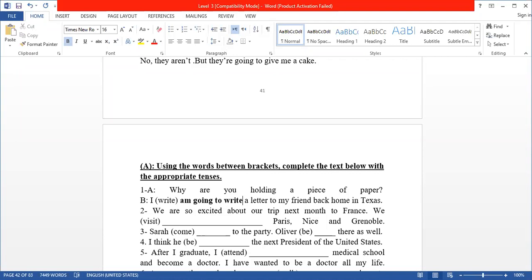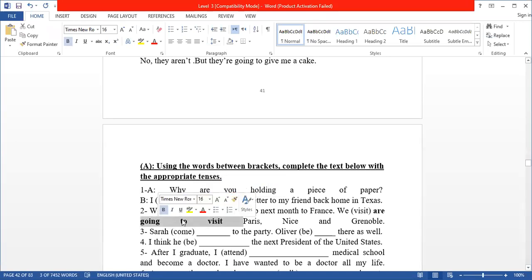We are so excited about our trip next month to France. We visit Paris, Nice, and Grenoble. We are going to put it like this. Here we have the subject we, so we use are. We are going to visit Paris, Nice, and so on.